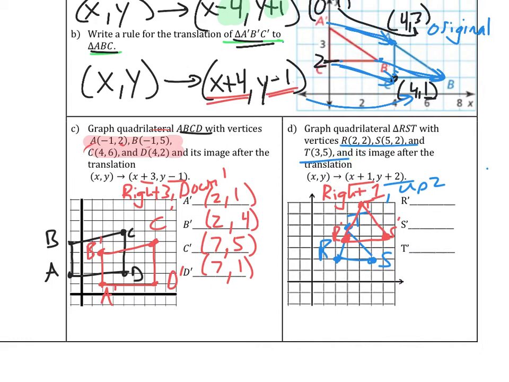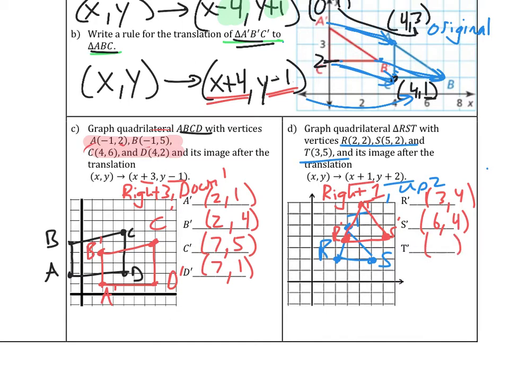And so you can do this in any order and at different times. One will be more useful than the other. So again, let's plug these numbers in here. 2, 2, 2 for x, 2 for y. That's going to give us 3, 4. And check, that's where the point is. S prime, we're going to plug in 5, 2 here. That's going to give us 6 and 4.